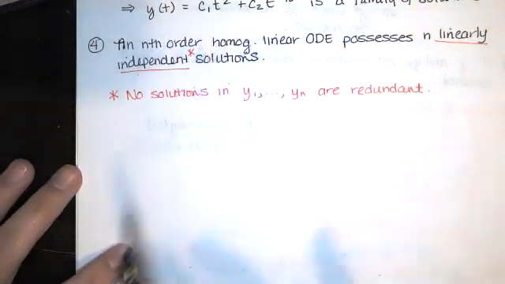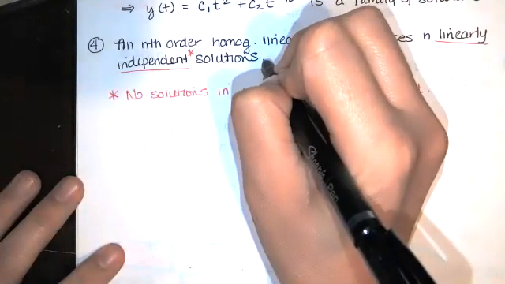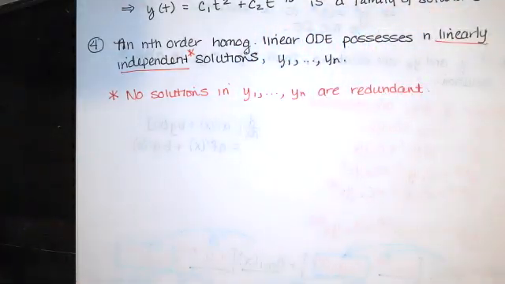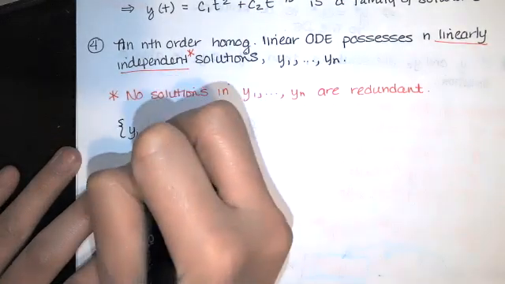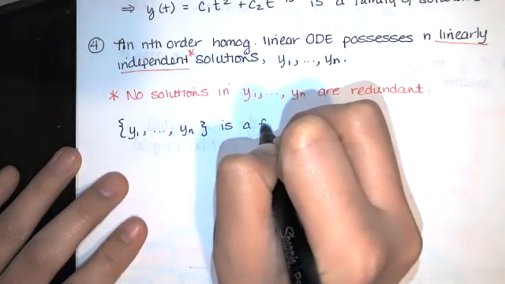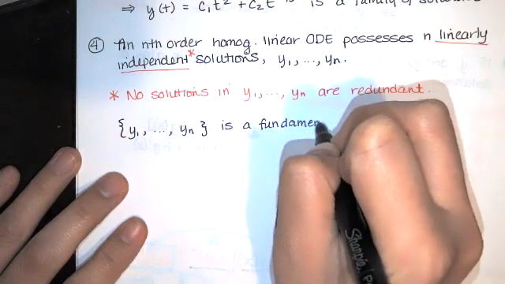It says that an nth order homogeneous linear ODE possesses n linearly independent solutions, and we typically label those y sub 1 through y sub n. So if it's a fifth order equation, you'd expect five solutions, 5 linearly independent solutions. If it's second order, you'd expect 2 linearly independent solutions. If it's third order, you expect 3 linearly independent solutions, and so on. This set of functions is called a fundamental set of solutions. And I'm using that article A for a specific reason.